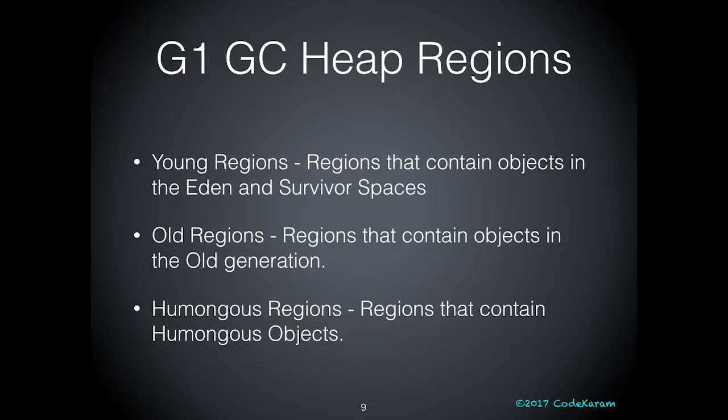Out of those occupied regions, each of those regions could be either young or old or humongous, okay? So young regions are basically where your young objects live, so they are basically Eden and survivor spaces. That's what comprises the young regions. The old are where your promoted objects live. And humongous regions are where your humongous objects live. And we'll talk more about humongous objects soon.